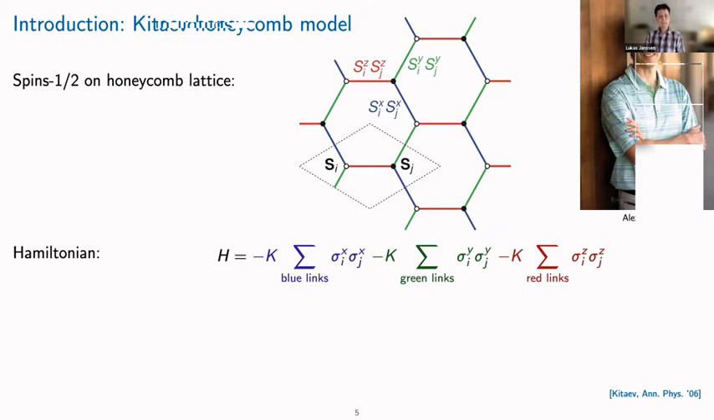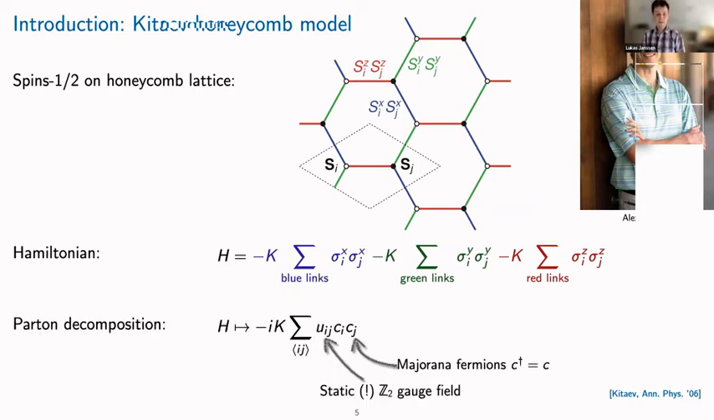This is actually a seemingly simple model where such a fascinating effect is possible to show explicitly, exactly. It has been introduced by Kitaev, and it features spins 1/2 on the sites of a honeycomb lattice with an Ising type of interaction. However, the spin quantization axis now depends on the direction of the bond. So basically, we have three types of bonds marked here as blue, green, and red. And on these three types, we have an Ising X, Ising Y, and Ising Z interaction.